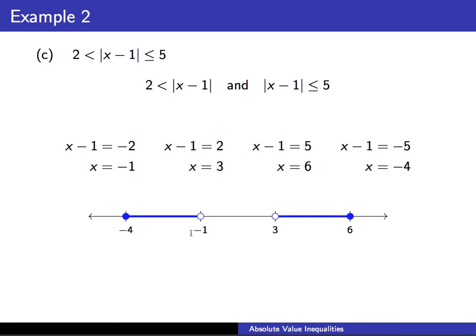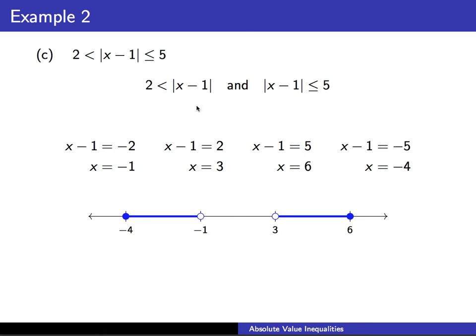If we test out negative 4, first, negative 4 minus 1 is negative 5. The absolute value of negative 5 is 5. So is 2 less than 5? Yes. And is 5 less than or equal to 5? Yes, it is. So closed circle at negative 4. At negative 1, we get negative 1 minus 1 is negative 2. The absolute value of negative 2 is positive 2. Is 2 less than positive 2? No, it's not, so open circle at negative 1.